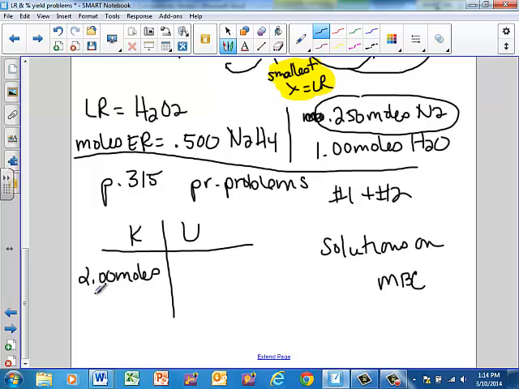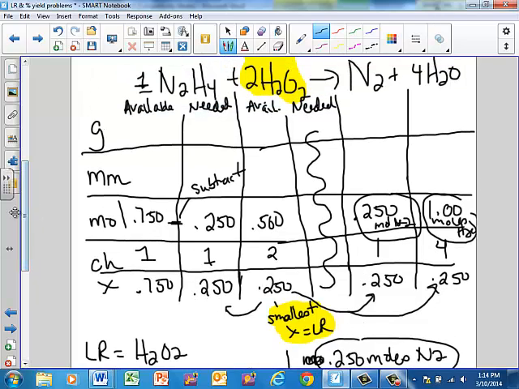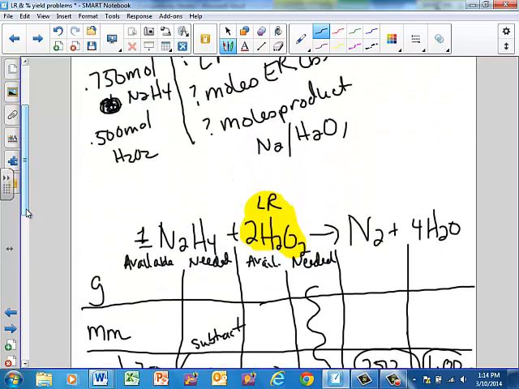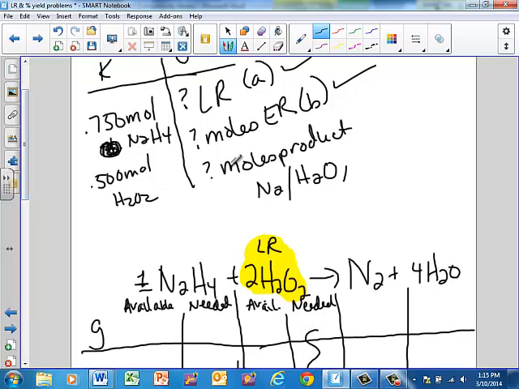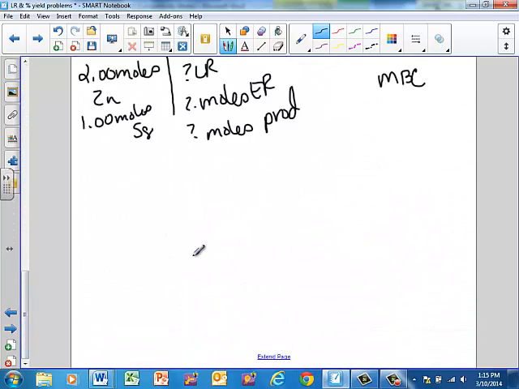Okay, so for this one I've got 2.00 moles of zinc reacted with 1.00 moles of sulfur, and we need to know a few things. One, I have to find the limiting reactant. They already give me the balanced chemical equation for this problem. I also need to know the moles of excess reactant. I also need to know the moles of product that are formed. So if you look really quick, this is exactly what you just did right here for this problem. You had to find limiting reactant, you had to find moles of excess, and you had to find moles of product. So you're going to tackle number 1 the exact same way.